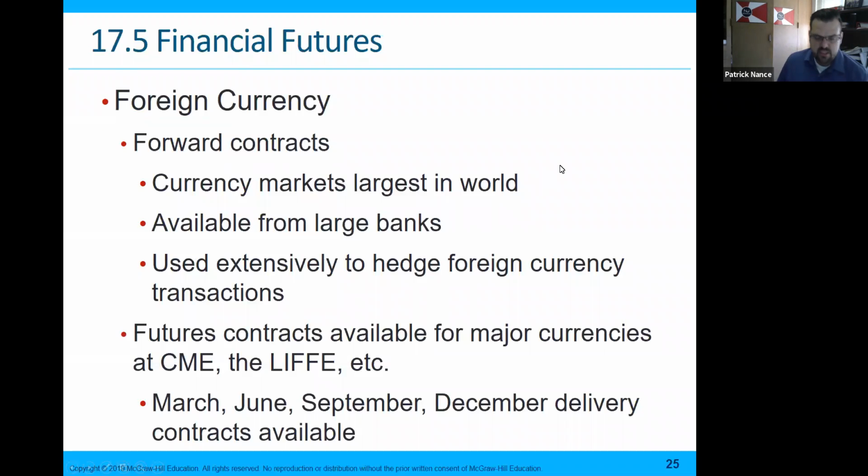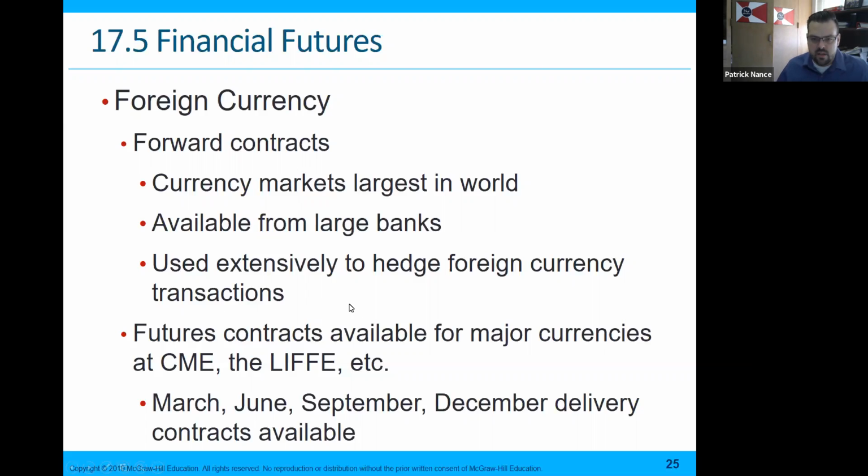Foreign currency exchanges. There's forward contracts. Currency markets are the largest in the world. They're available from large banks. Used extensively to hedge foreign currency transactions. So think about if you're an international company and you deal in multiple currencies, you want to hedge and make sure you're not going to lose money on the exchange because the valuation of the currency changes. You can buy forward contracts to try and aid, or at least lessen, the potential blow of a big swing in the valuation of your currency.